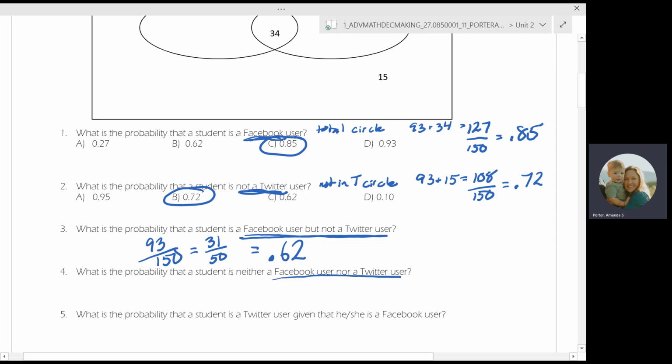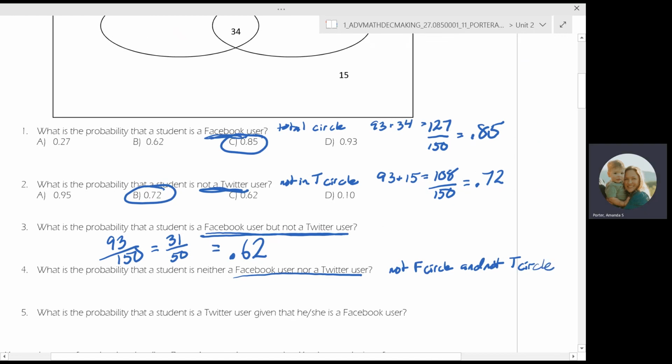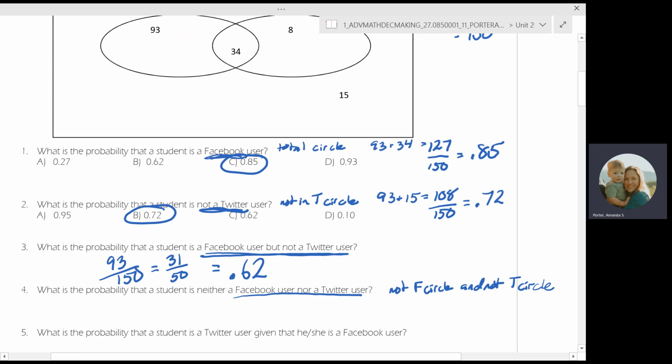What is the probability that a student is neither a Facebook nor a Twitter user? That means not in the Facebook circle and not in the Twitter circle. So what number do you see that's not in the Facebook circle and not in the Twitter circle? Well, that's going to be 15 over 150. So 1 out of 10 when you reduce, or you can write it as 0.1.